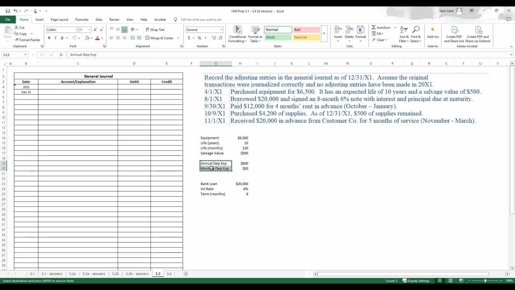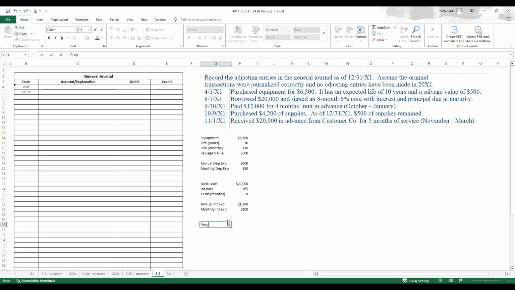Okay, and then let's calculate annual interest expense and monthly interest expense. So the annual is real simple. Take our outstanding principal times the interest rate. And if we want to break that down into months, we can just take that annual amount and divide it by 12. So it'd be $100 a month. Okay, so that's great.